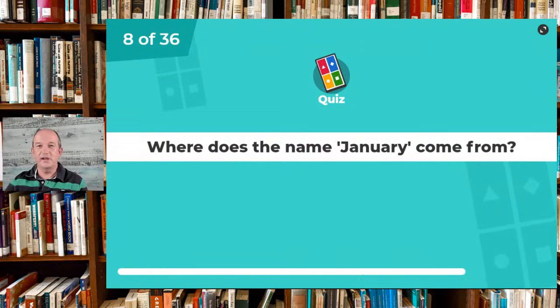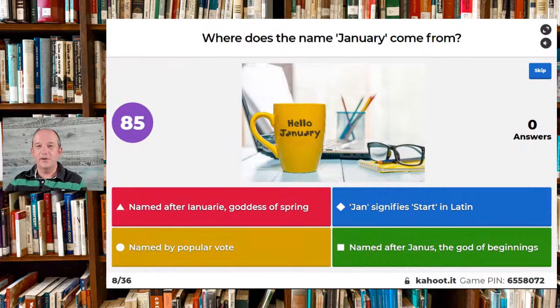Is it named after January, the goddess of spring? Does Jan signify start in Latin? Was it named by a popular vote? Because after all, it was added on later. Or is it named after Janus, the god of beginnings? So January, why is it called January? And now we're talking about the month, not a girl in the book.